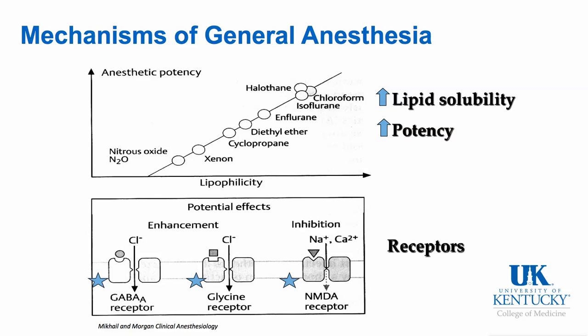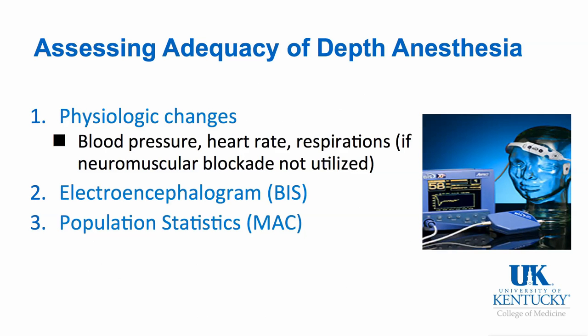How do we know how much anesthetic to give? Assessing the adequacy of depth of anesthesia. When you're in the operating room and a noxious stimulation occurs, such as surgical incision, sometimes physiologic changes like blood pressure, heart rate, and respirations, if neuromuscular blockade is not being utilized, will increase. And we'll say the patient's not adequately anesthetized, we need to increase the depth of anesthesia. So physiologic changes are part of assessing adequacy of depth of anesthesia.